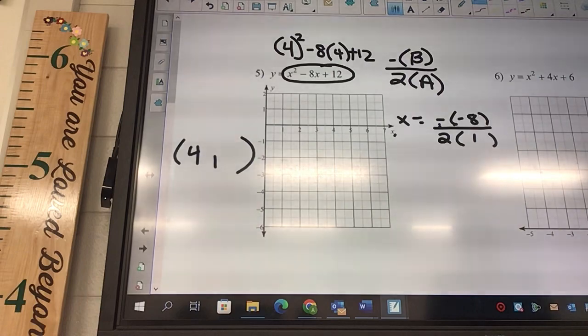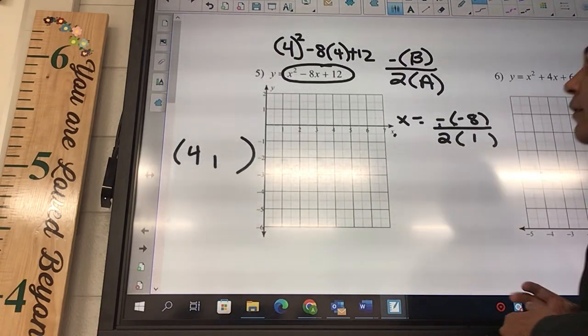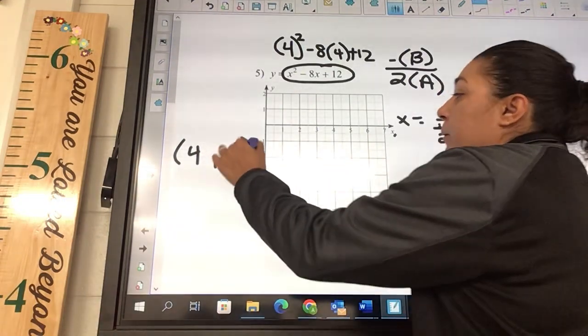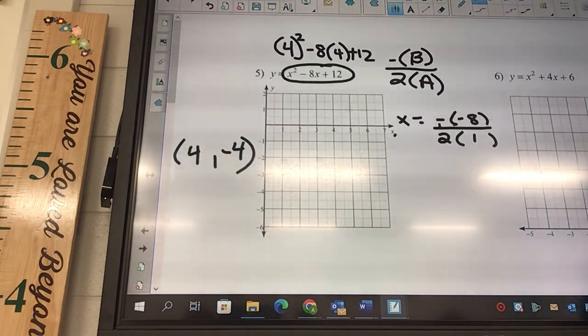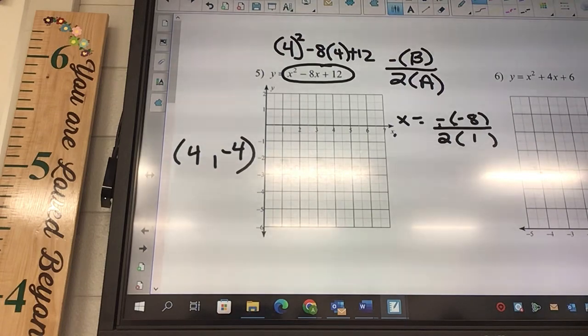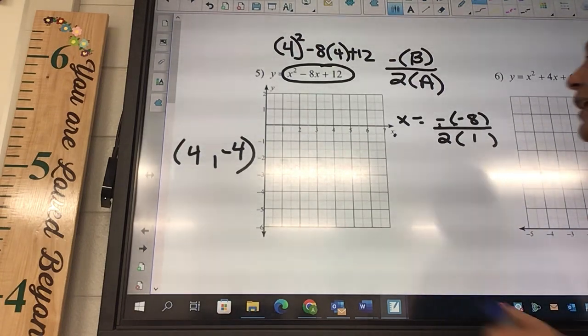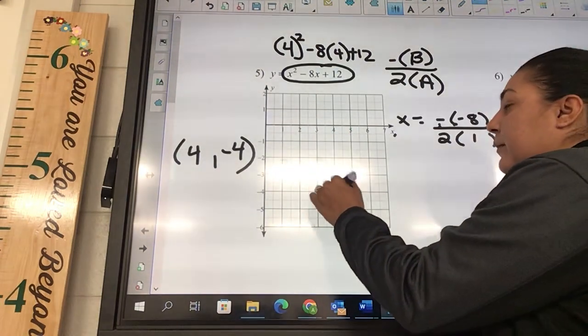Okay, what'd you get for the y value? -4? What are you talking about? Oh, I was talking about the x. That sounded like there's no way you got 4. You just look at me like I'm crazy. Oh, okay. So 4, -4.